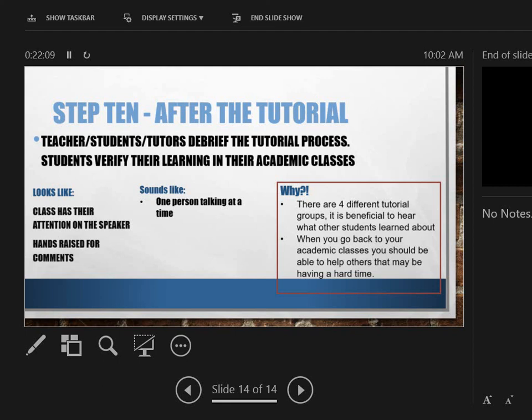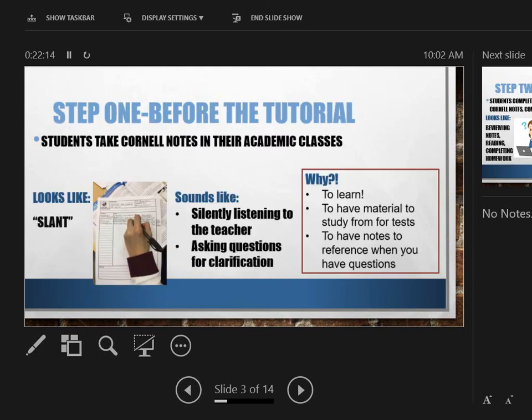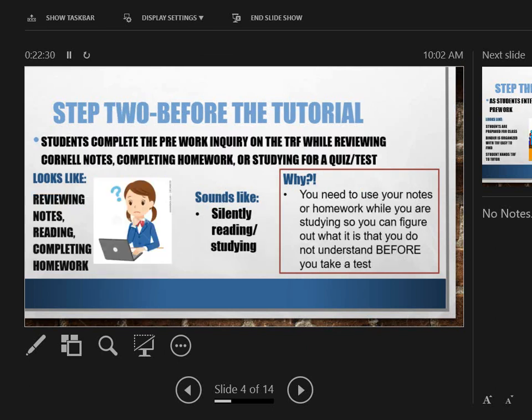What would be a question? So like if I started with step 1 and I wanted to write a question on the left-hand side, I would say, why do I take notes in class? You should have at least 5 questions on the side. Step 2. What is the most important thing when completing a TRF? Okay?